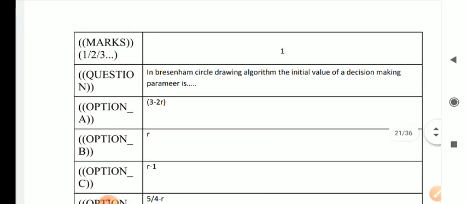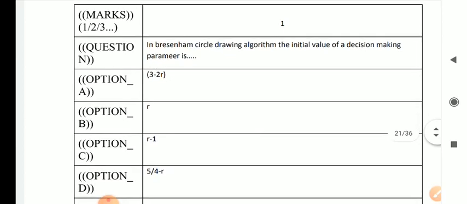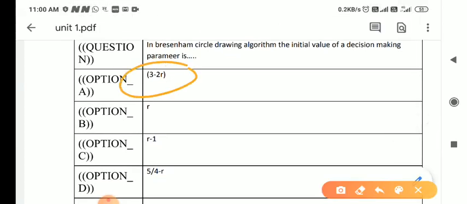In the BRESENHAM circle drawing algorithm, the initial value of the decision parameter is, so we have seen this is 3 minus 2r. The answer is 3 minus 2r. The answer is A.